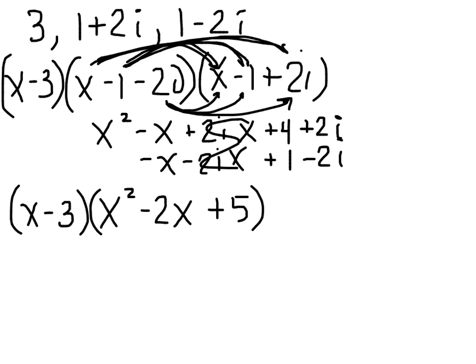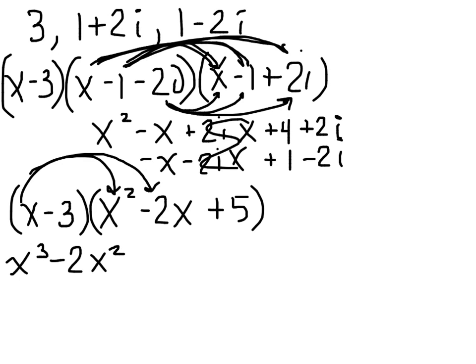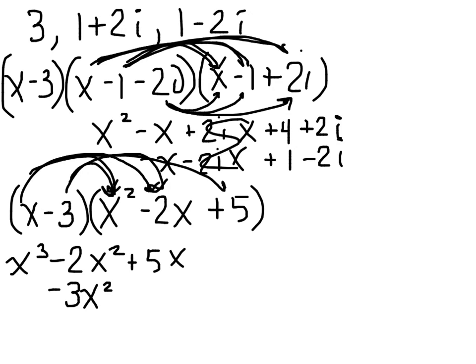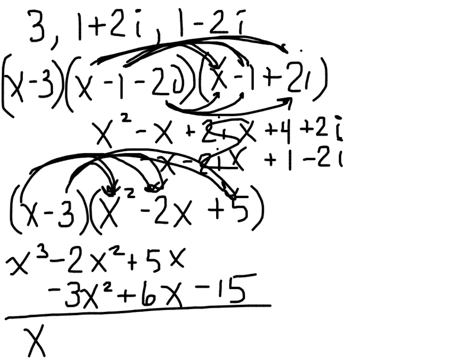Okay, now what? What's x times x squared? What's x times negative 2x? What's x times 5? What's negative 3 times x squared? What's negative 3 times negative 2x? And negative 3 times 5. Combine like terms. Minus 5x squared plus 11x minus 15.